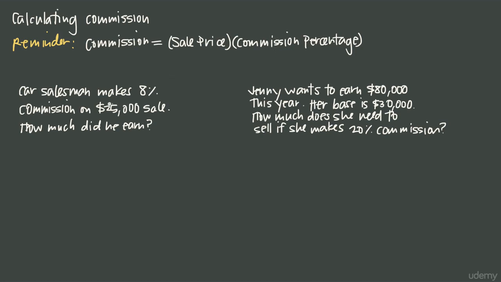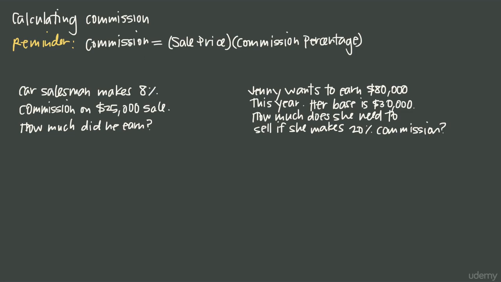For example, car salesmen often work on commission. Let's pretend that we have a car salesman who makes 8% commission. So everything that he sells to customers, he makes 8% on that amount that he sells. And he just sold a car to someone for $25,000. So he sold the car for $25,000. He's going to make 8% commission. How much did he earn for his commission?